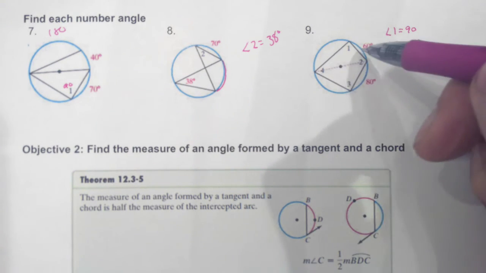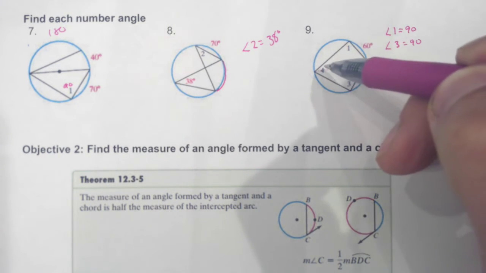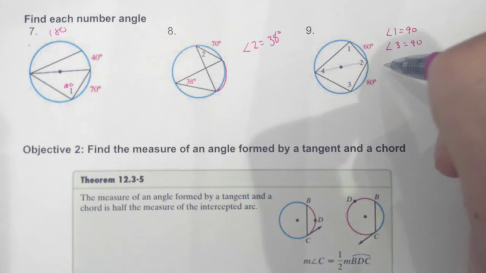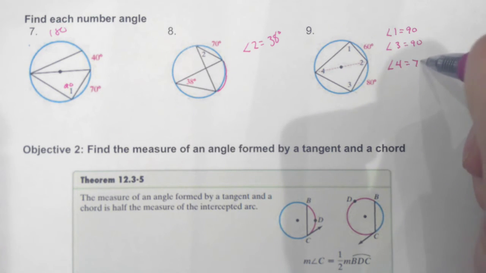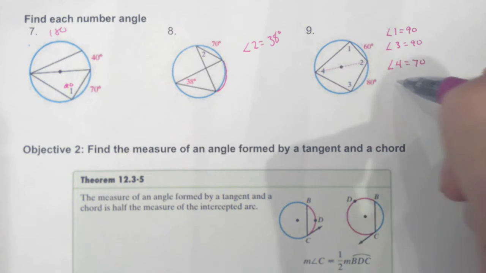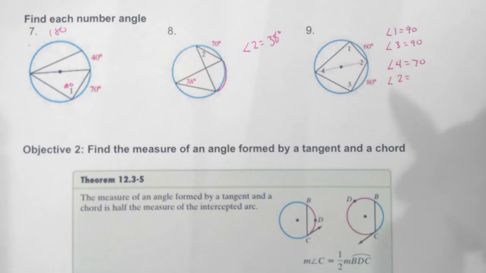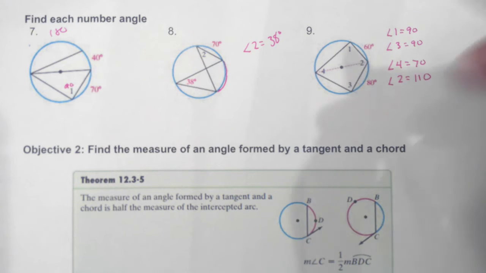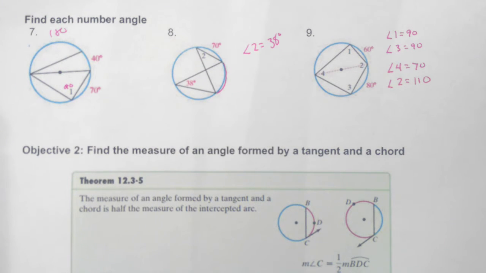So look, angle 4, we have its whole arc, right? Angle 4 goes from here down to there. Add those together and you have 140. So angle 4 is half that. It would be 70. So that means angle 2 has to be its supplement. So what would it be to make it add up to 180? Well, 180 minus 70 gives you 110 left over. And there's all 4 angles of that problem.